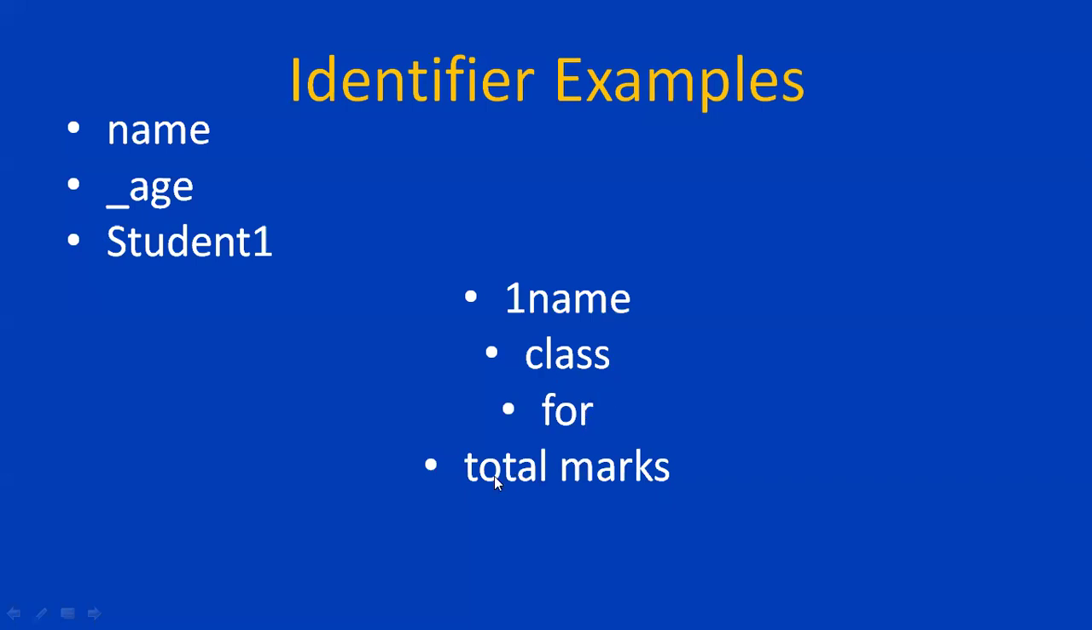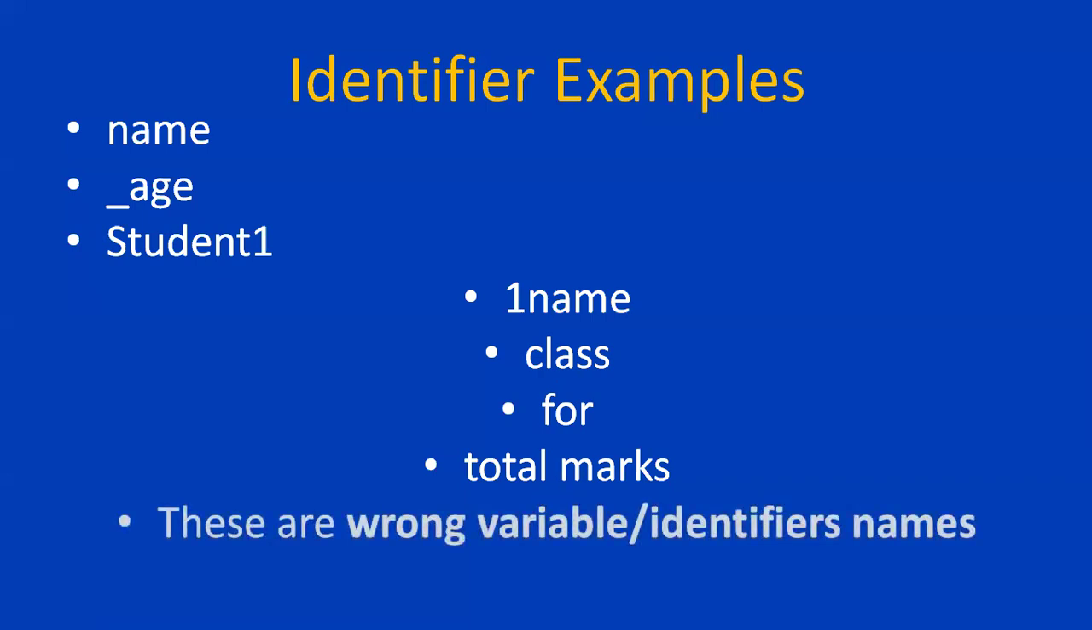Total marks. Here, what is the mistake? Can you identify it? Here, a space is not allowed in naming a variable. The variable name should be without a space. You can make this correct. These are all the rules for identifiers that we should remember while naming a variable or identifier. I hope this class is clear. In the next class, we will learn about data types in Python.